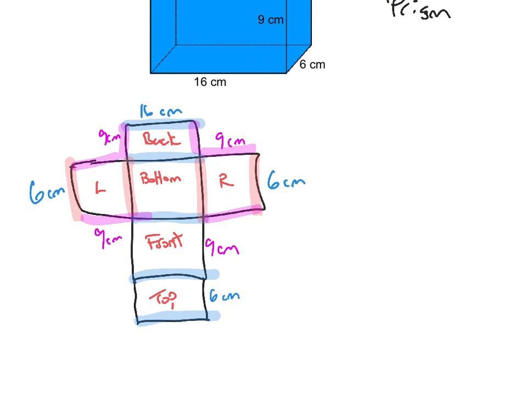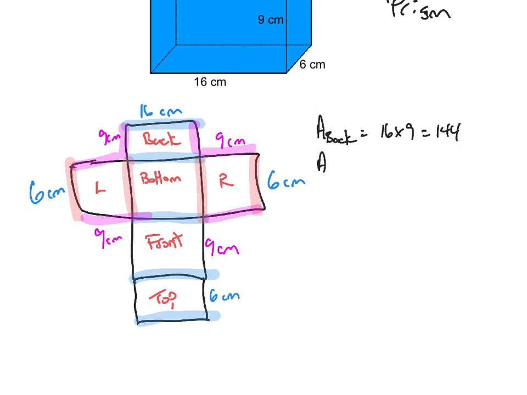So let's do that. Area of the back. We'll start at the top. The back is going to be what times what? And the length and width are what for the back? 16 times 9. 16 times 9 is 144. And if you need a calculator for that, that's just fine. Remember, calculators are okay. But if you can do it without a calculator, bonus.